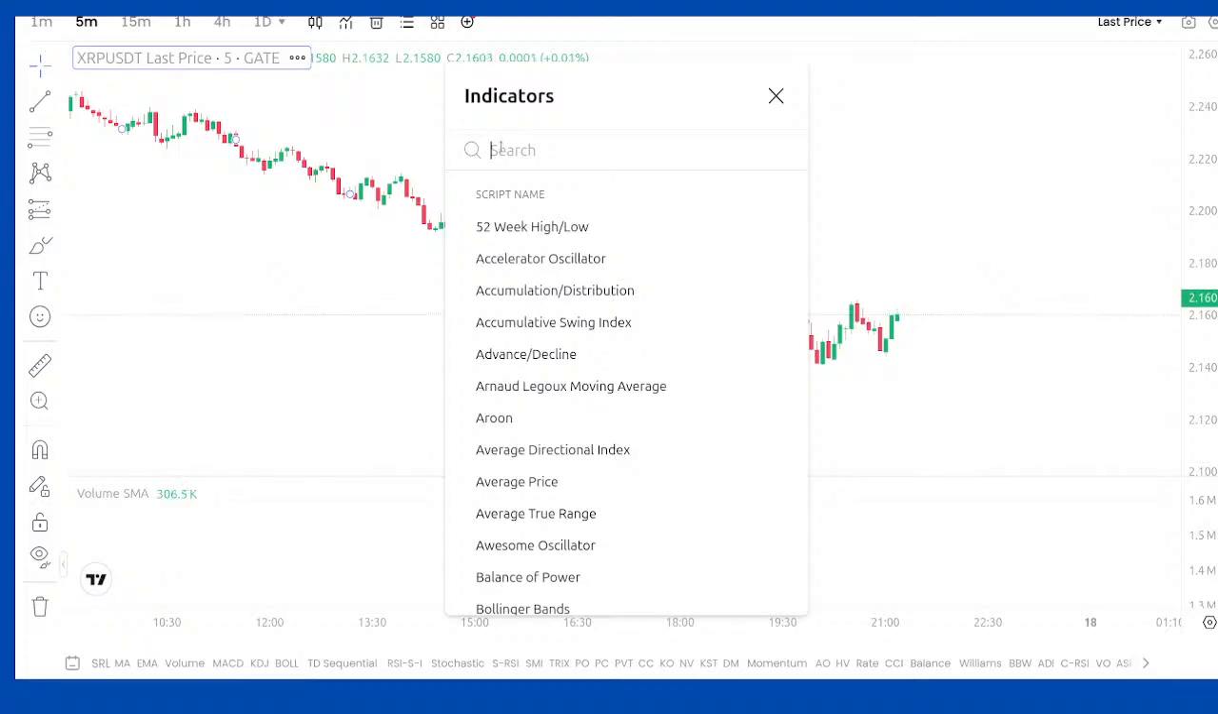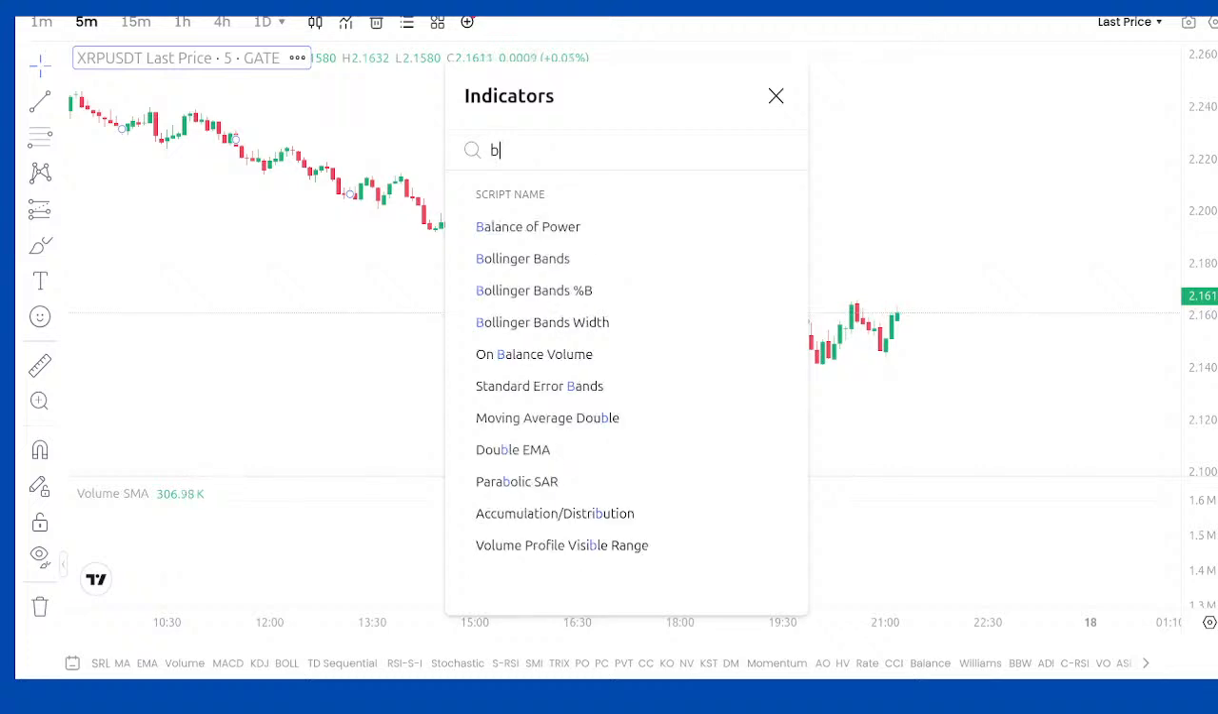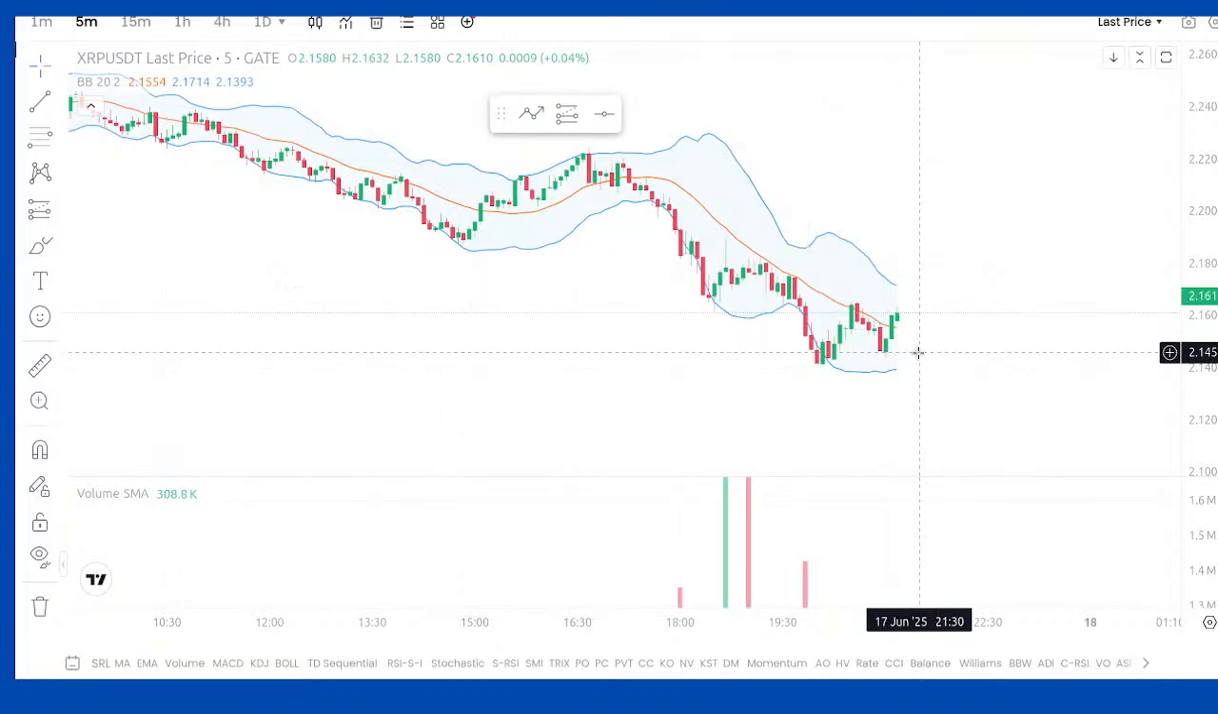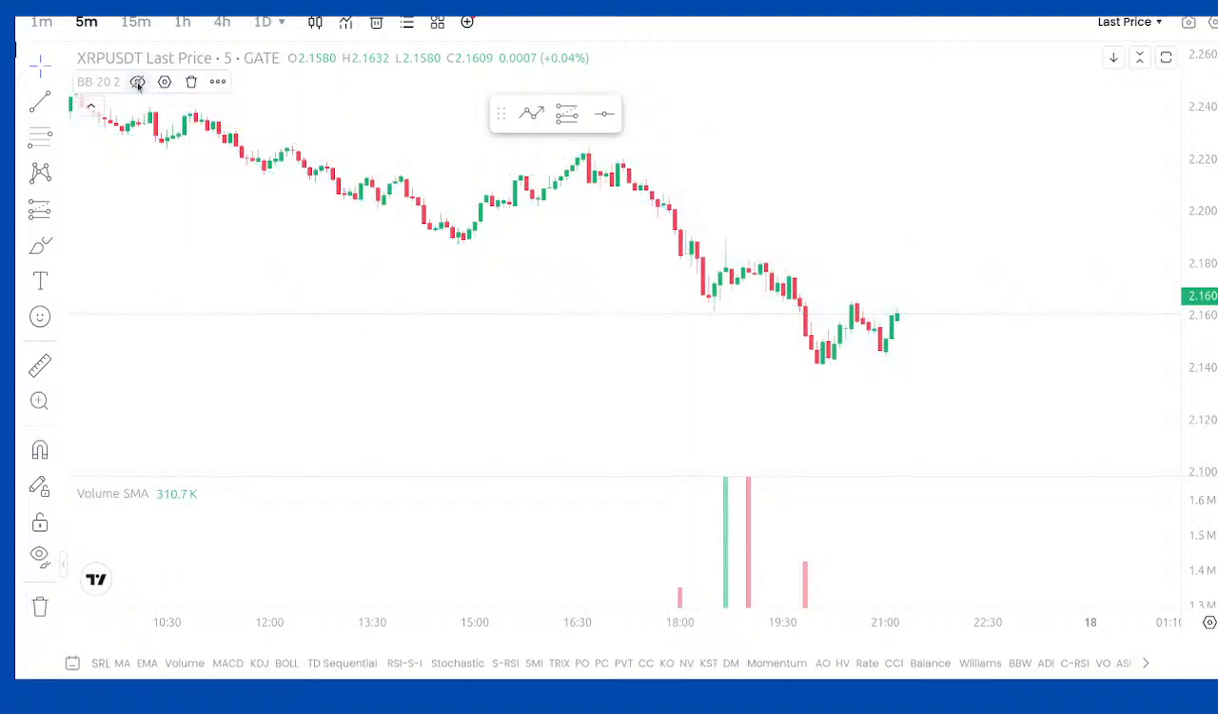First of all, we are going to use Bollinger Bands. When you just type "ball", it will show you Bollinger Bands, so select Bollinger Bands. Once selected, it will show here on the trading view. You can see BB, and it has a period of 20 and 2, which you can hide if you want to.